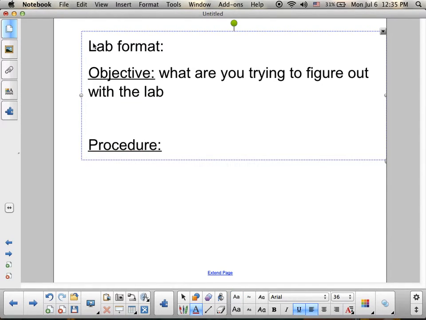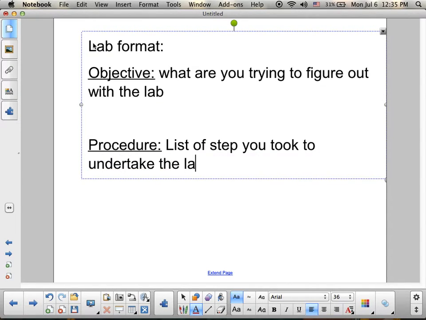is the procedure. This is your list of steps you took to undertake the lab. Other lab write-ups, I think in chem sometimes, they used to have a materials list as well. Put that in here. Okay? List of steps, by the way. It's not just one step. It's steps. Undertake the lab. And again, if you want to make it a list with bullets, if you just want to make it a bunch of sentences, that's up to you, as long as it's the second part.